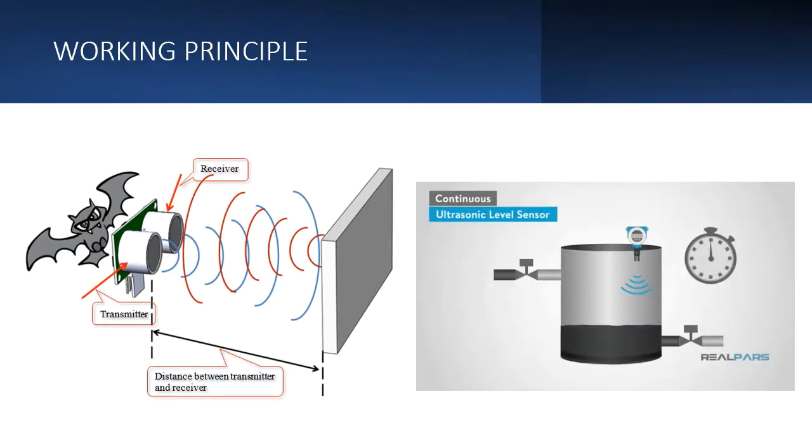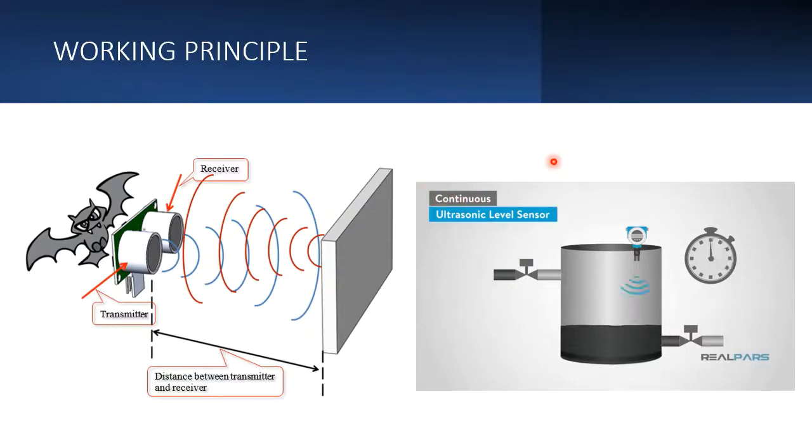Now here you could see the ultrasonic level sensor. There is a tank filled with some liquid and the sensor is at the top. It will emit waves, those will get reflected back, and the time will be measured. The time and the distance are related, so if the time required is more, the depth will be more. As the level gets filled up, the time will be lesser, so it will calculate the distance on that basis. Here you could see continuous.